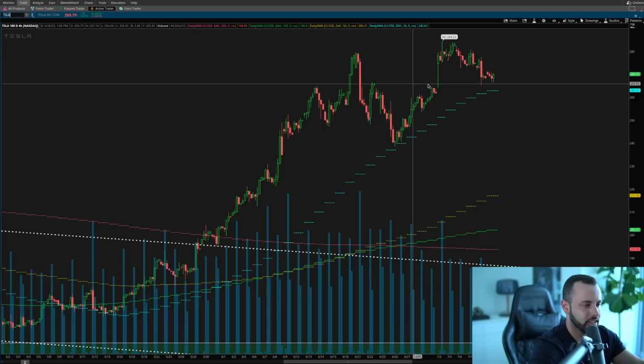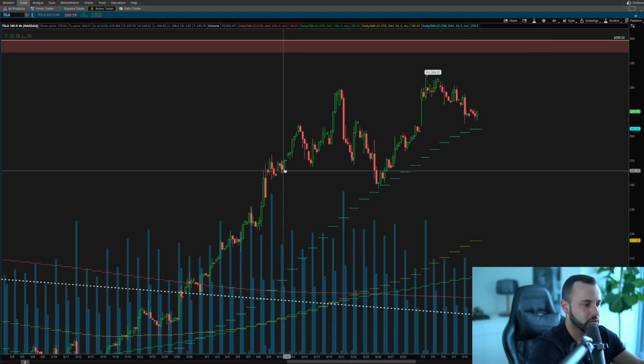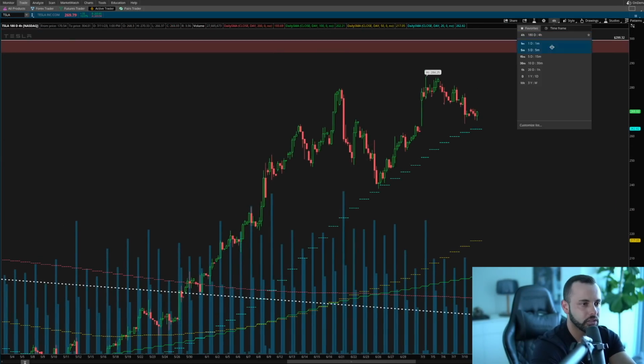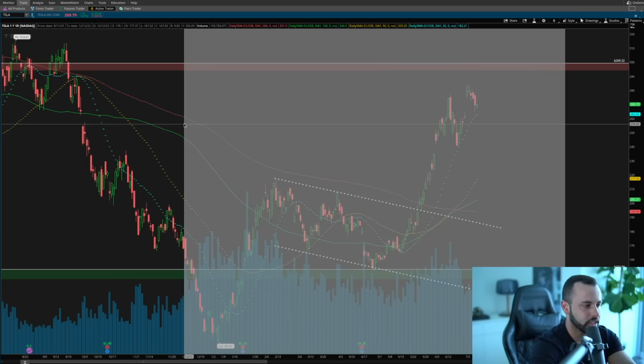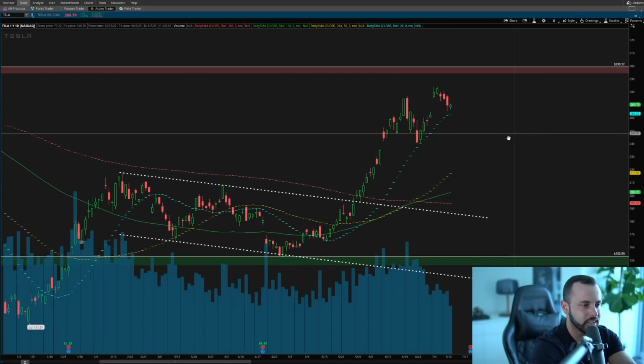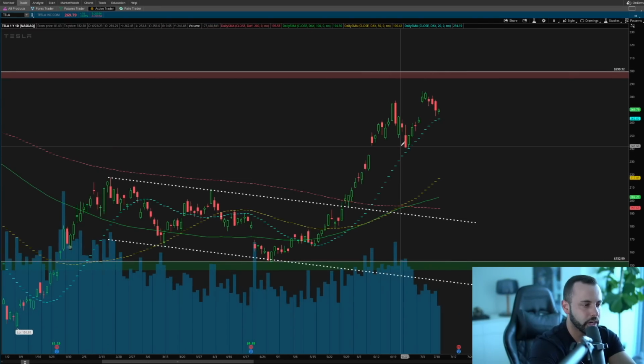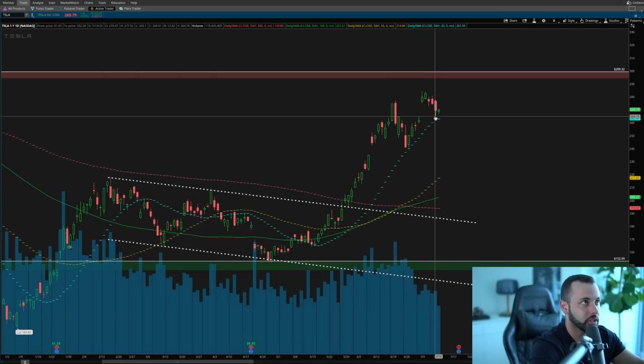Here is Tesla, right? And we can see that that daily 20 SMA has really started to extend. I'm going to go to the daily chart here, and you can see on the recent Tesla pullback, look at where it held, that daily 20 SMA, and we are pulling back to it once again.